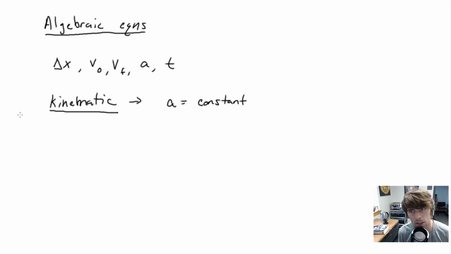It's something to study as well, but it's widely applicable. So falling, objects sliding across floors and stopping, maybe hitting the brakes on your car, that tends to be a constant acceleration. So there's a lot of places where this does apply and it can be rather useful. So that being said, we're going after some algebraic equations here.